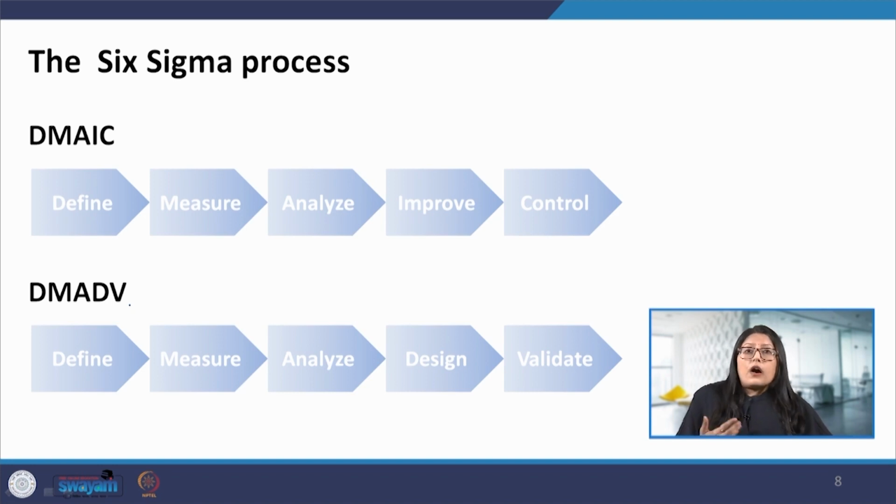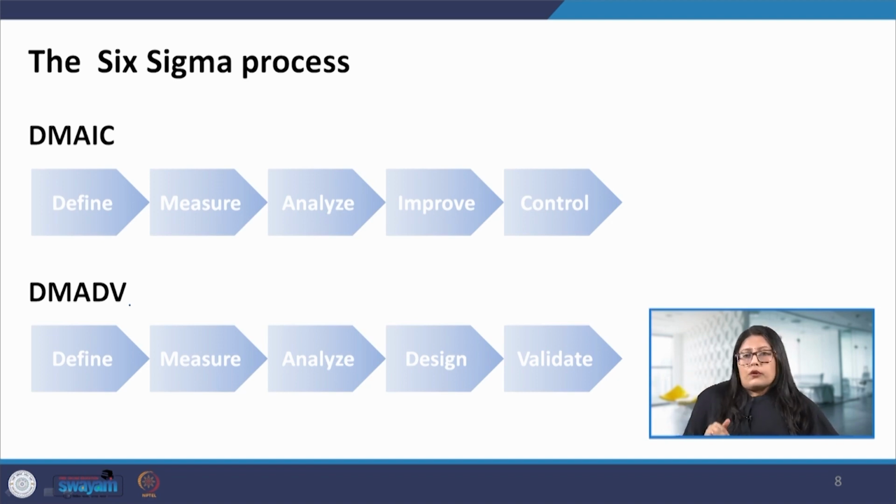Now, here the problem is defined, the budget and all other considerations are taken into account. Then of course, we measure. With the feedback received, we analyze it, and we improve the system in the first area, the existing one, where there is an existing problem. We improve it, and then we put some control measures in place so that there is constant improvement. The performance should not go down.